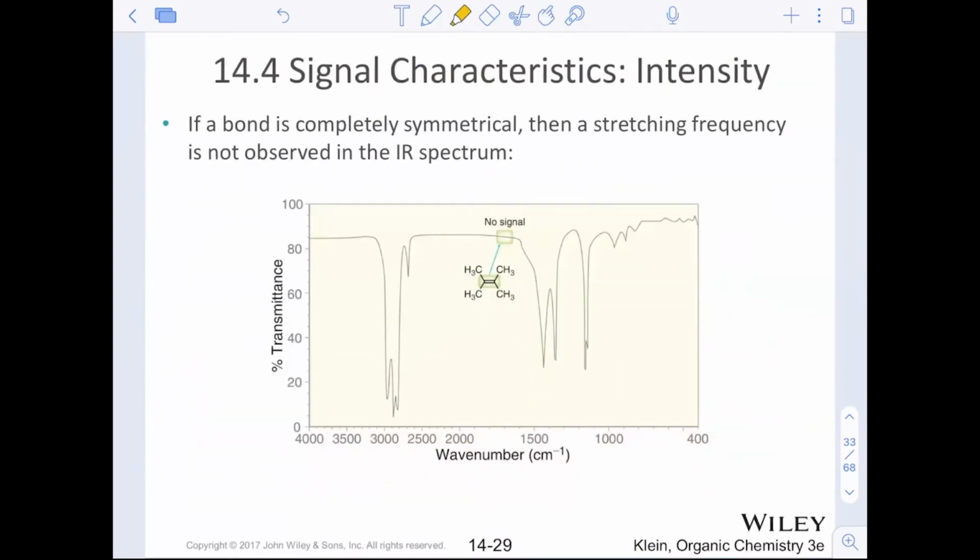Again, very, very important here, just some random things that happen. If a bond is completely symmetrical, then the stretching frequency is not observed in the IR spectrum. This has to do with the idea of symmetry and non-polarity, right? And there's a completely non-polar molecule here in this tetramethyl alkene. So looking at the absence of a signal is also very, very important for us. So not only are we going to be looking at the signals, we're also going to be looking at the absence of signals, right? What you see and what you don't see is always going to be important.